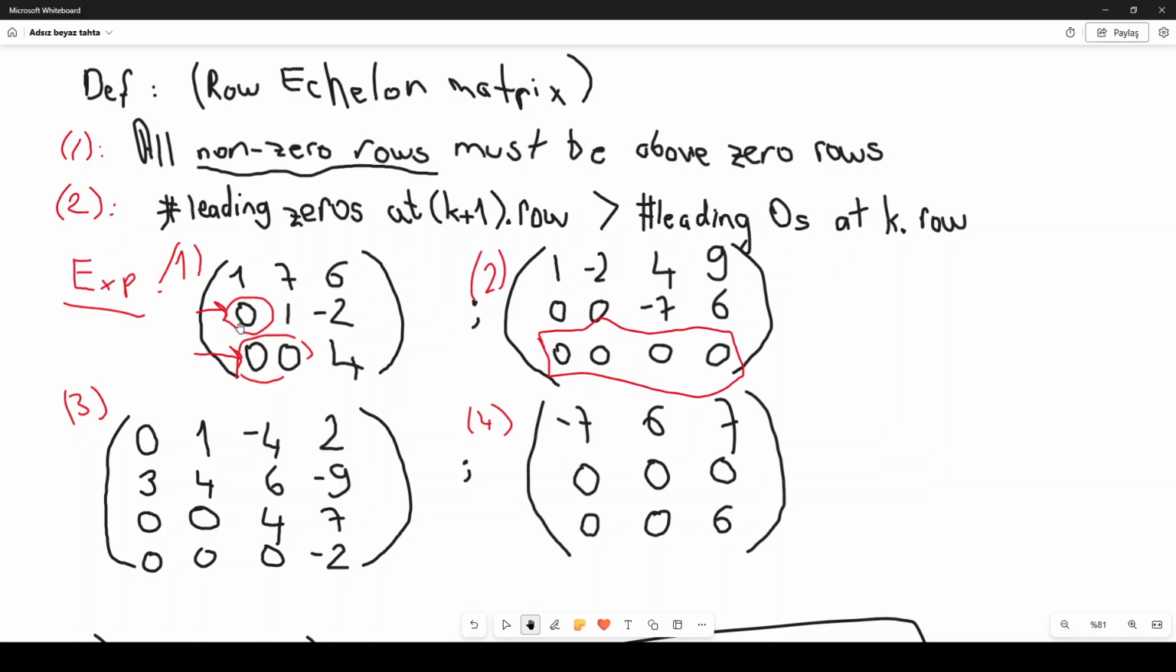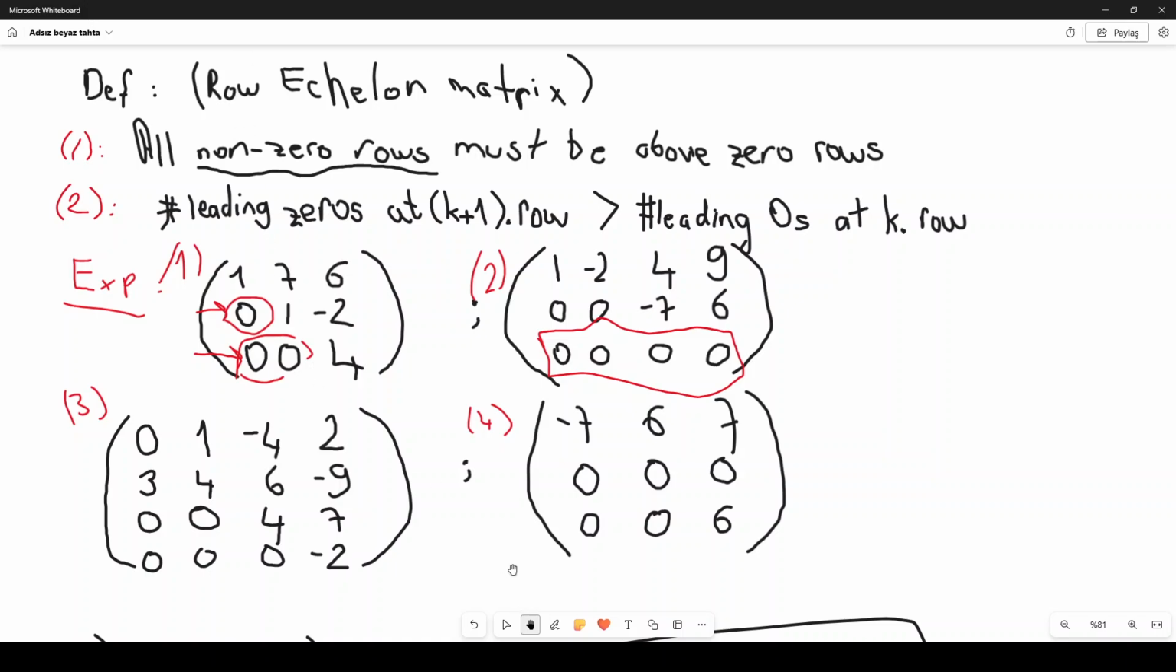So what I mean, in short, is that the second row has 1 zero and the first row has no zeros, which means the number of leading zeros in the second row is strictly greater than the number of leading zeros in the first row. The same thing holds for the second and third rows. We have 2 leading zeros in the third row, whereas we have only 1 leading zero in the second row, which is sufficient to say that the second property is satisfied. And therefore, the first matrix is in row echelon form.